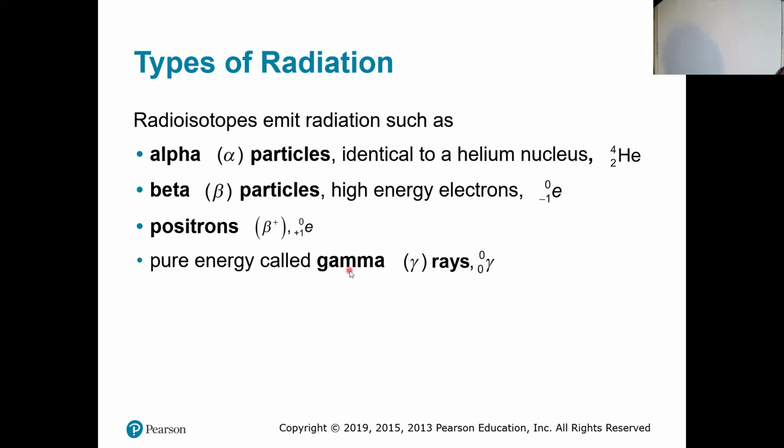And then our pure energy, our gamma rays, is going to get our symbol here, or we can write the 0 0 with that same symbol there, and that would represent gamma rays.